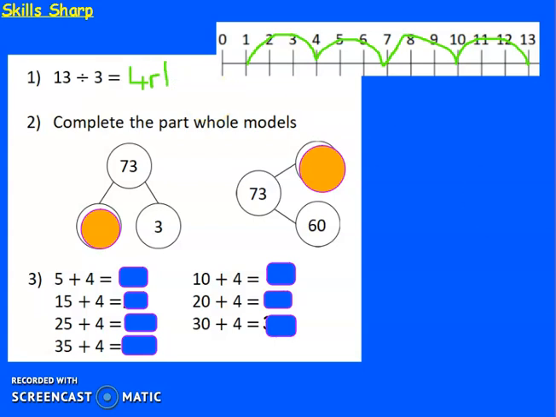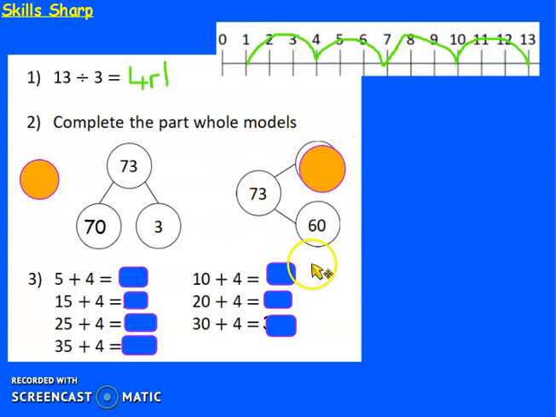Did you get that answer too? Well done if you did. Let's have a look at the part-whole models. We've got the number 73 as our total. This model has partitioned it to 3 ones, so we will have 70. 70 add 3 equals 73.